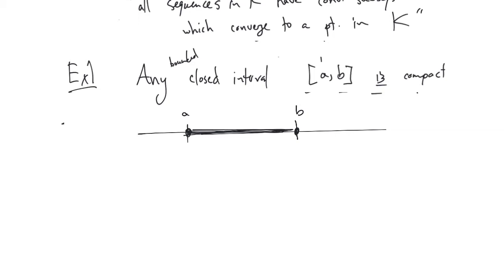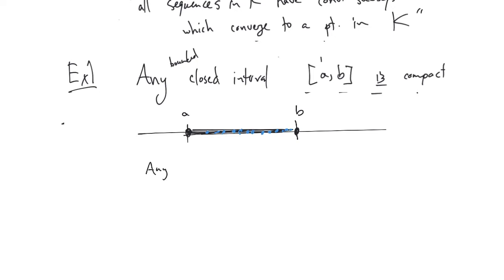I'm trying to convince you that it's compact. You need to consider, if we have a sequence in here, that would be a bunch of points. It doesn't have to be monotone. These points don't have to be always increasing or always decreasing, but maybe they could, I don't know. All right?